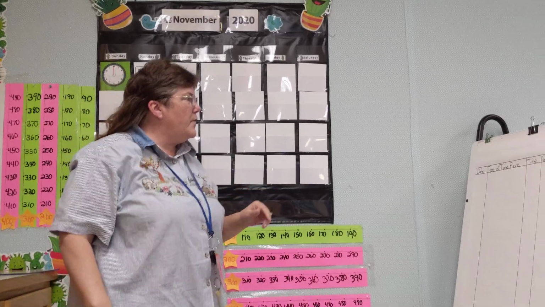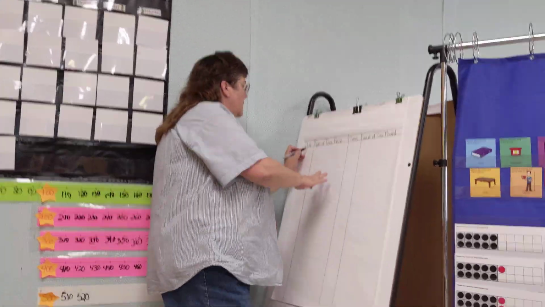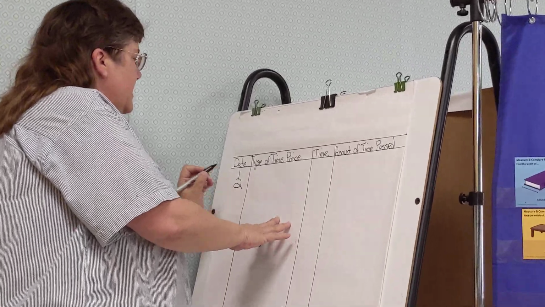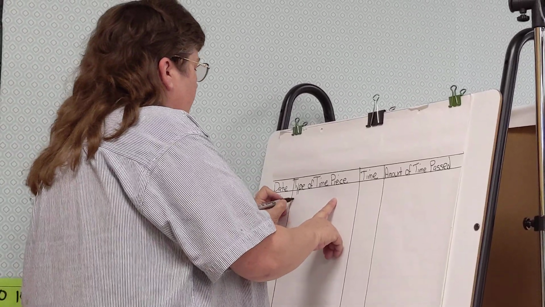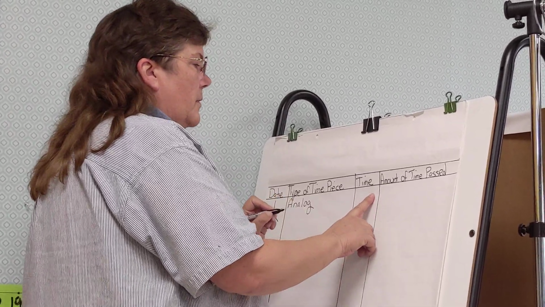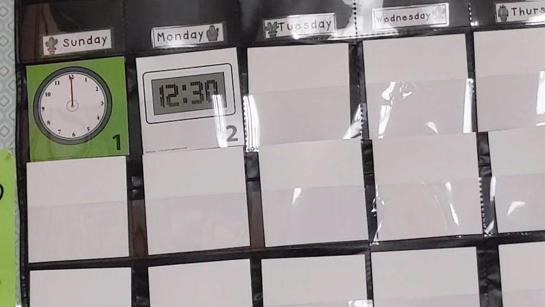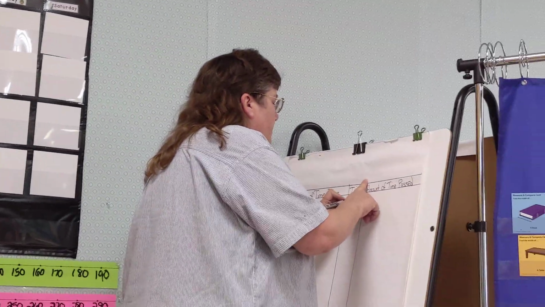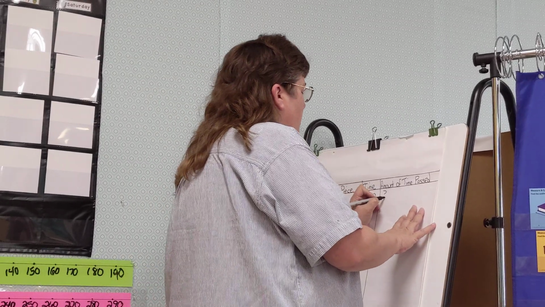So, let me come over and record. So, we're going to do the first and the second. The first clock was an analog. What time does that say? I think so. 12. We're going to do 12. And the amount of time that has passed, we don't know.